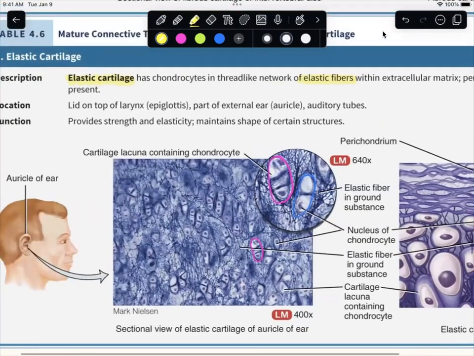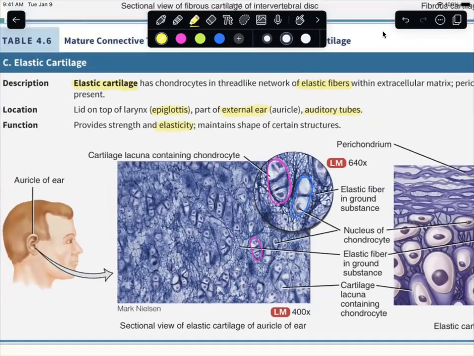So where do we have this? Your ear, the part of your ear that sticks out off of your head. Even the auditory tubes are made of elastic cartilage. Even the epiglottis, which I mentioned before, moves up and down in your throat and allows you to swallow, so food goes down the esophagus, not the trachea, the food pipe, not the windpipe. That elasticity, you can pull on the ear and it stretches a little bit because it's got elastic fibers in it.